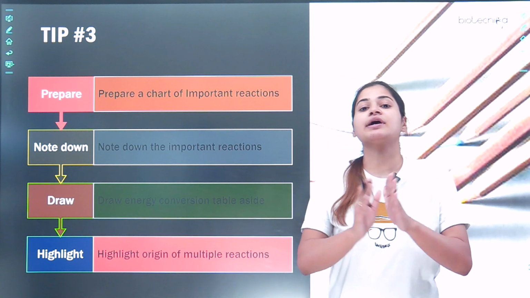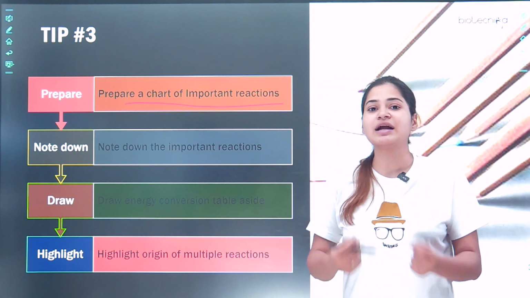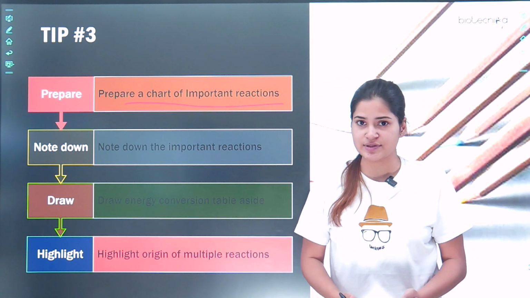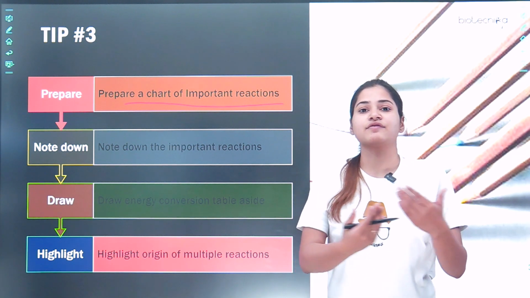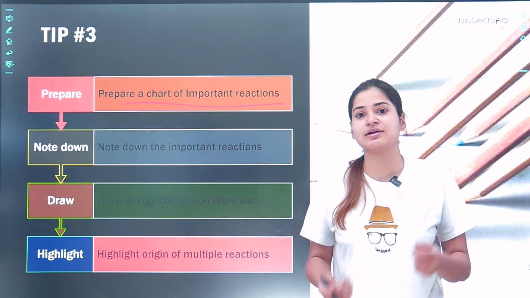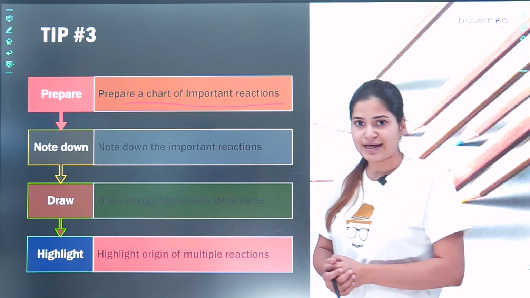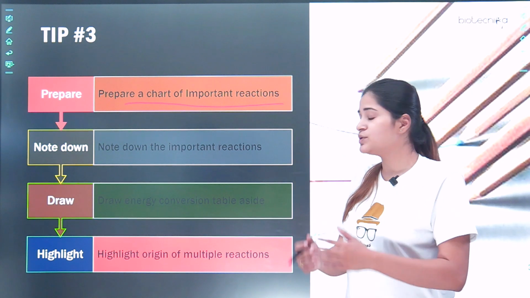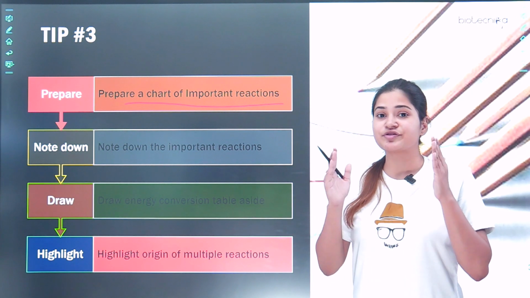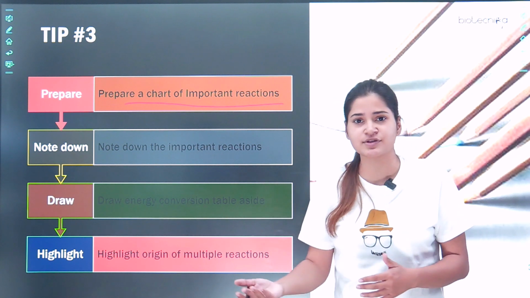So you should prepare a chart of the important reactions. Because in plant physiology, a lot of reactions are there, especially in nitrogen metabolism, and in respiration, electron carriers, there are a lot of reactions that you need to understand. So you should remember all the reactions. You should remember the metabolic pathways, the pentose phosphate pathway.